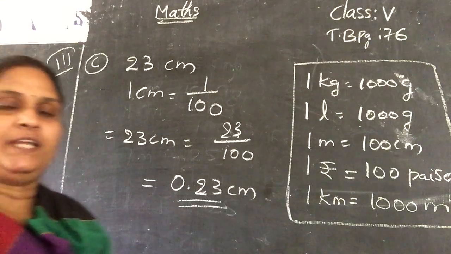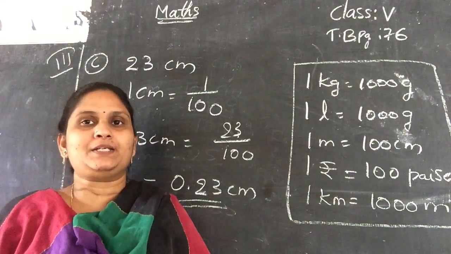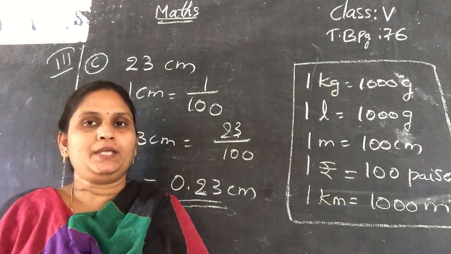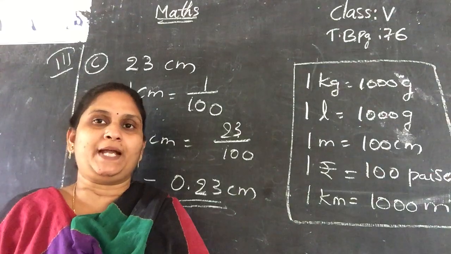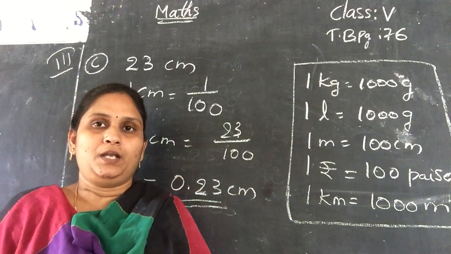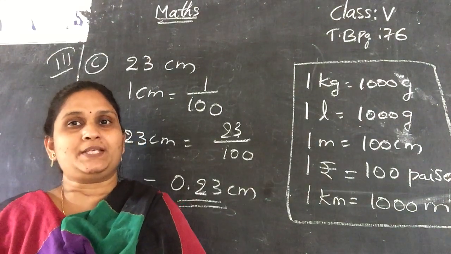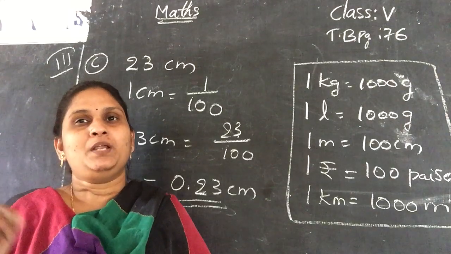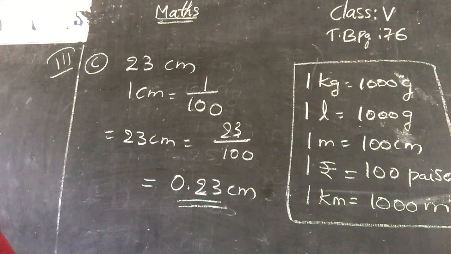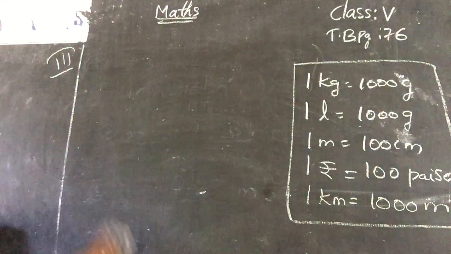So a simple technique, children: from the ones place onwards, if it is centimeters and paise, leave the last 2 digits and put the dot. That comes under decimal converting. And next, if it is grams and kilograms, or liters or milliliters, or kilometers, in that case leave the last 3 digits and put the decimal. Next, Roman number 4: converting the rupees into decimals.